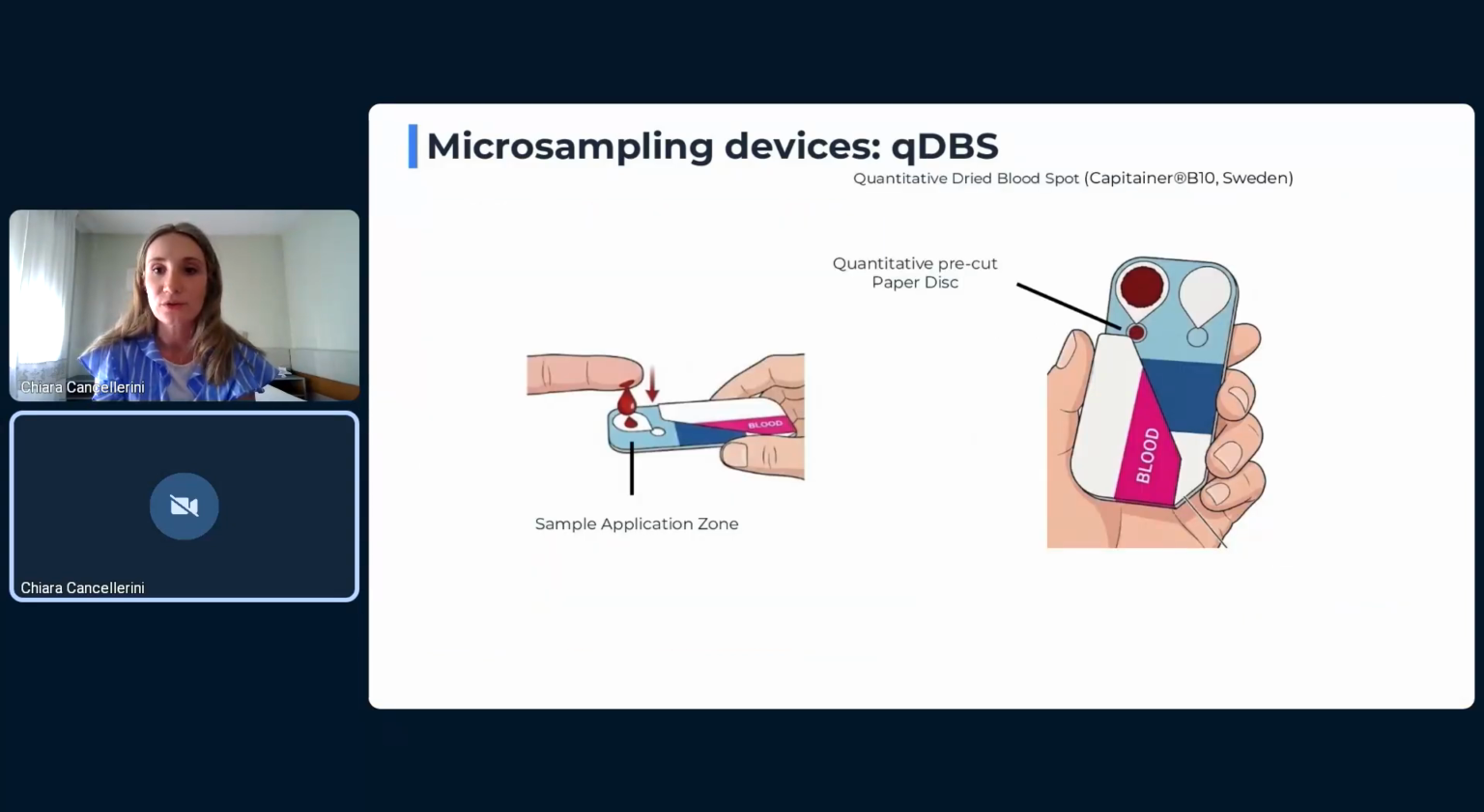But here there's also another device that we also use, that is quantitative dried blood spot, so-called QDBS. And this is made from a little tip, a little disc, that is pre-cut, so we can remove and use it for the analysis, and it should be easy for the patient because it collects an exact volume, that is again 10 microliters.